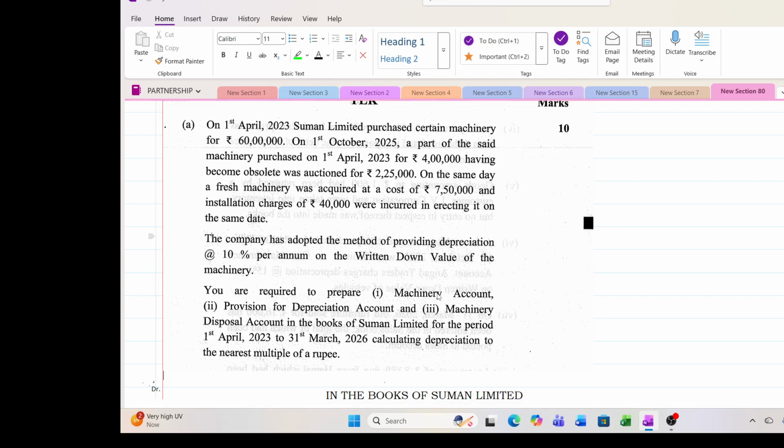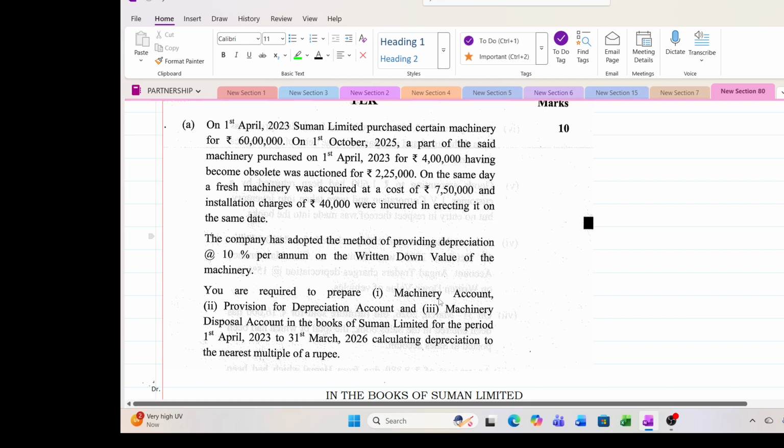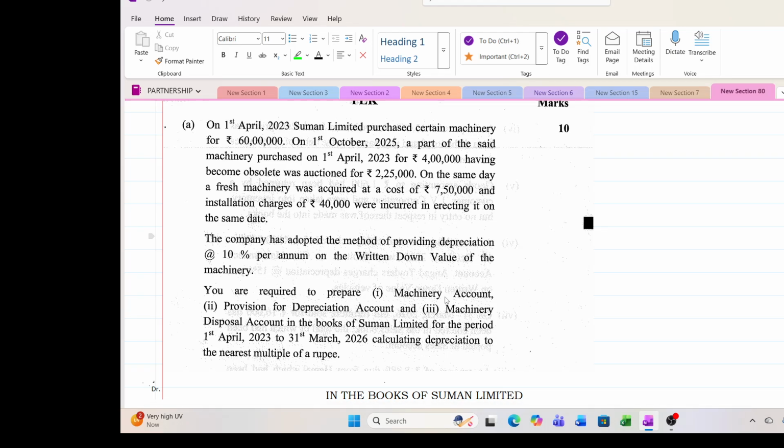So we have to record all the assets in the machinery account at its original cost. And when a machinery is disposed of on that date, either it is written off or auctioned or sold on that particular date, that part of that machinery will be removed from machinery account and will be taken to machinery disposal account. Disposal means that machine will get completely written off from that account.